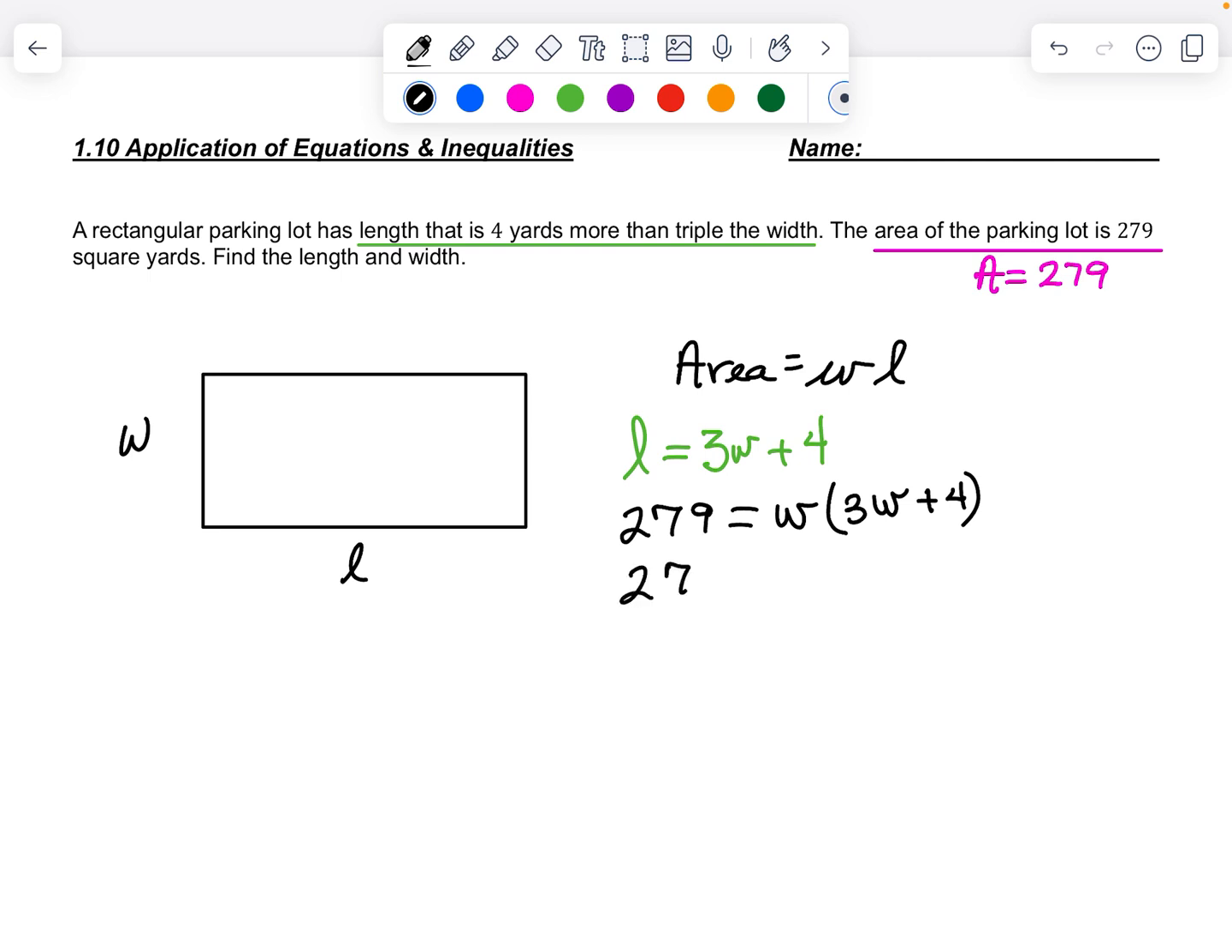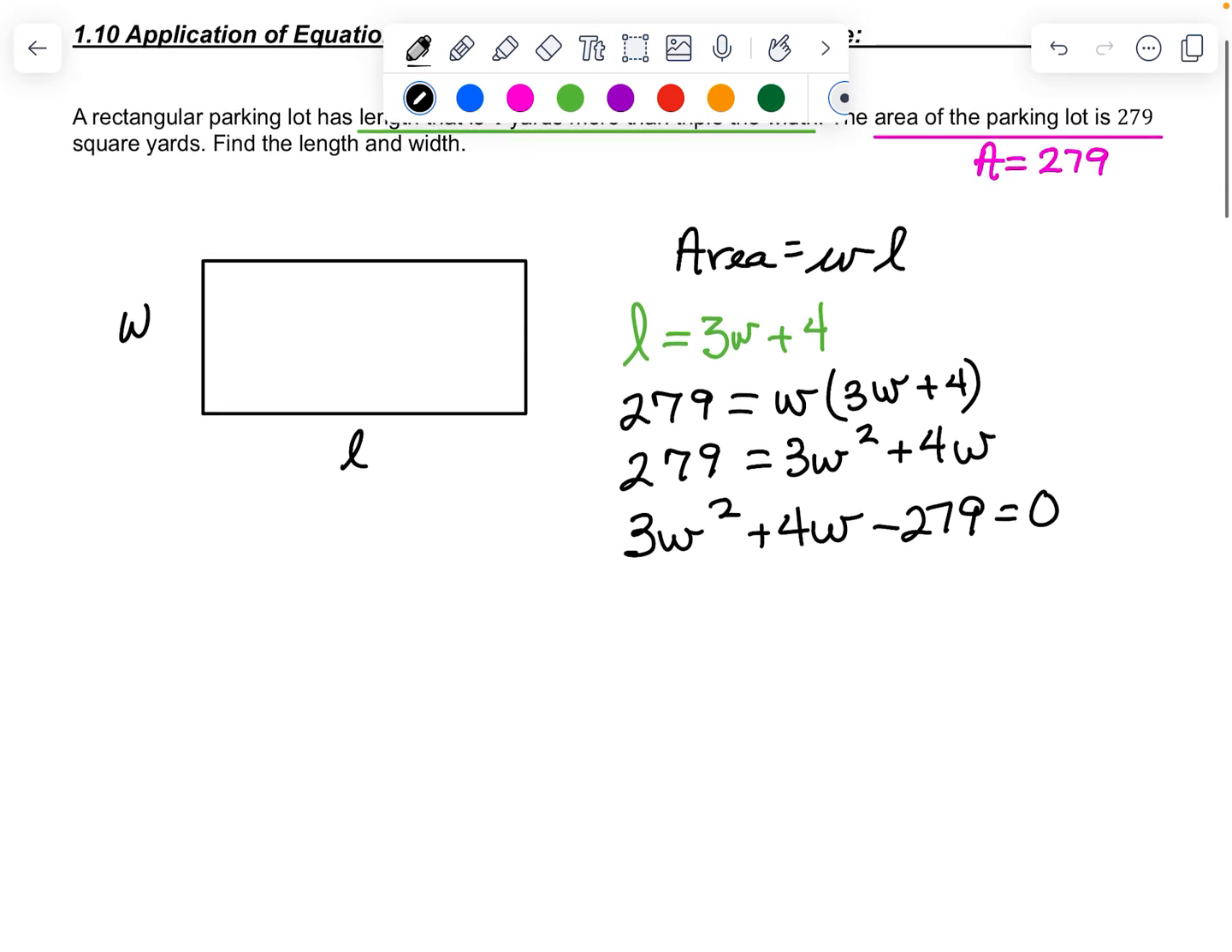So we have 279 is equal to 3W squared plus 4W. So we turned it into a quadratic. So 3W squared plus 4W minus 279 is equal to 0. I think I would use the quadratic formula.